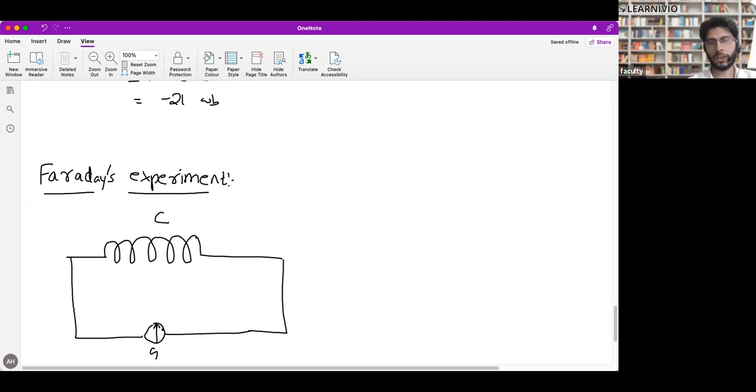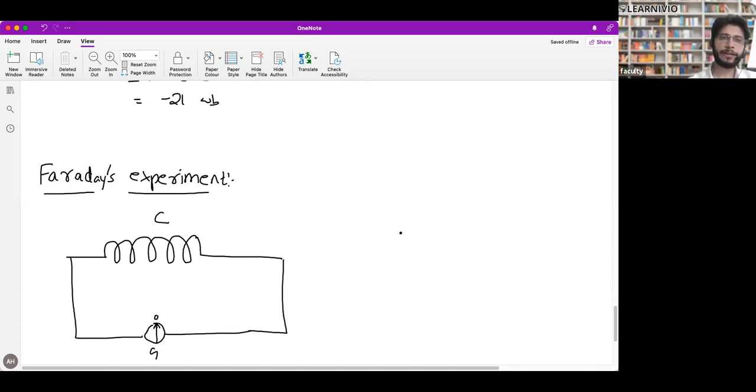See, there is no cell, nothing, just a galvanometer. What do you think? Should there be any current in the circuit or not? No. There is no cell, no battery, no source of EMF, nothing. There should be no current in the circuit. What should be the deflection of the galvanometer? It should be 0.